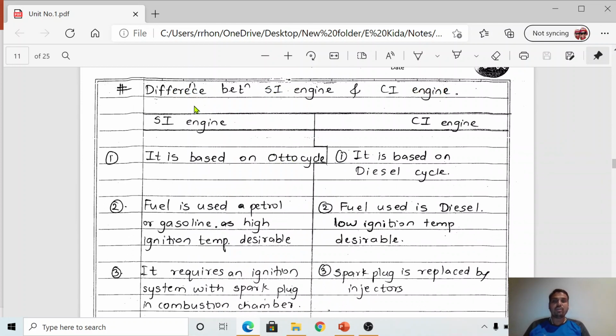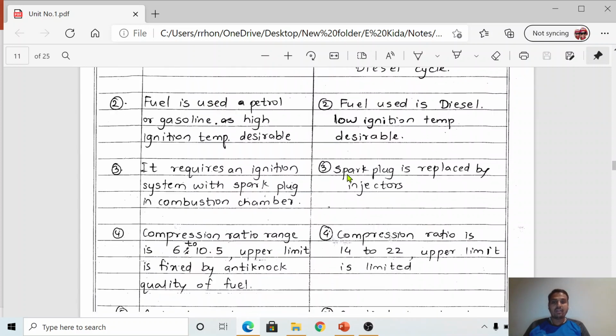This specific question may be asked: explain the difference or comparison between SI engine and CI engine. At that time you have to write all these things in detail.